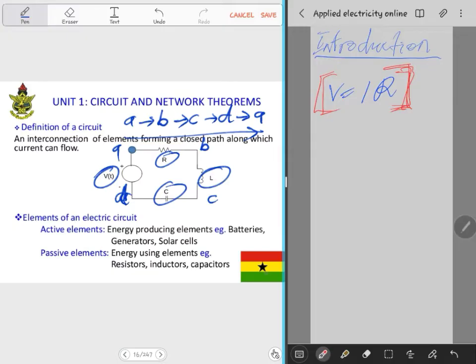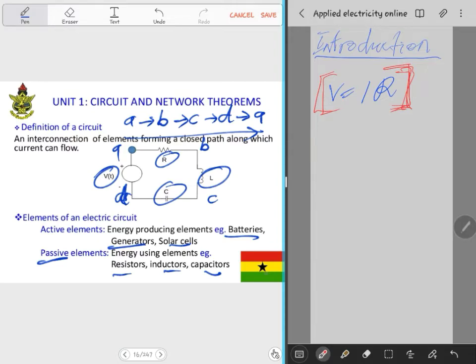And then the active elements are the ones that produce energy, the sources of voltage or current in the circuit. So batteries, generators, solar cells. The passive elements use the energy in the circuit. So you see resistors, inductors, capacitors, could be bulbs. Anything that uses the current.